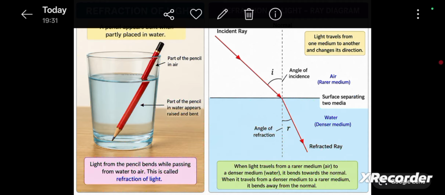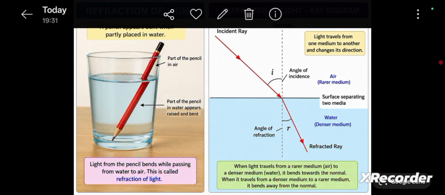Actually, the pencil is not bent. Light rays bend when they travel from water to air. Because of this bending, the pencil appears bent. This phenomenon is called refraction of light. We have to know the definition of refraction of light.